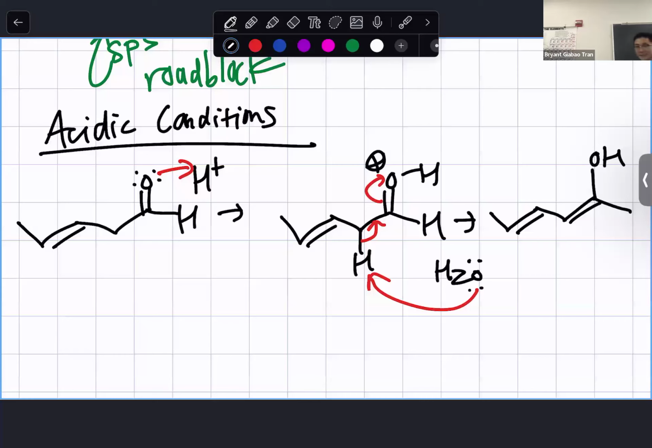Which is important for the benzene stuff. When you have an enol on a benzene ring, it prefers to be in the phenol form.